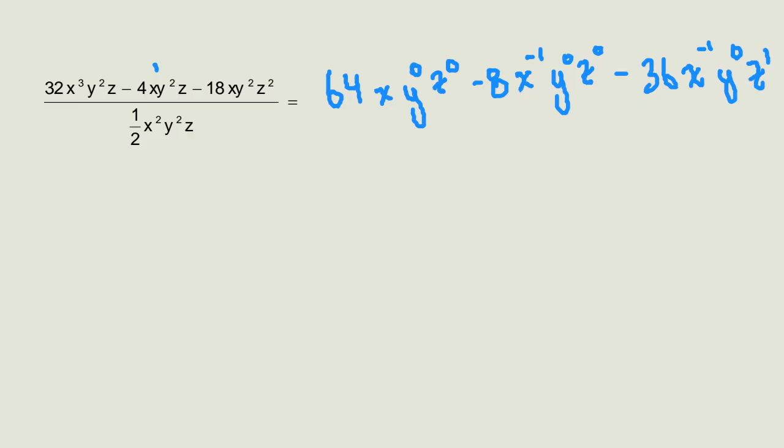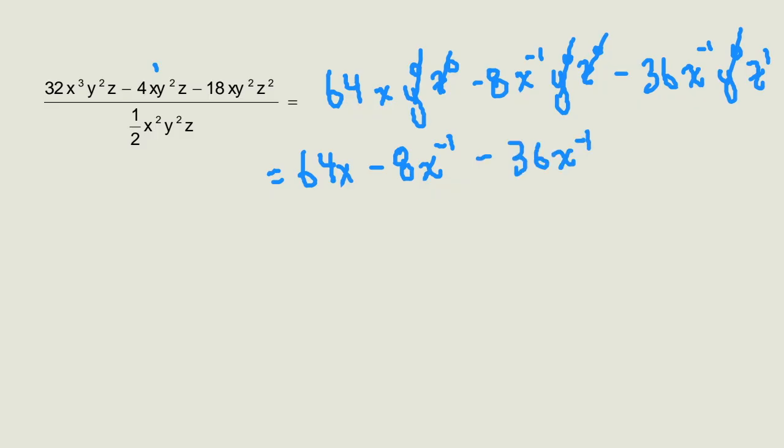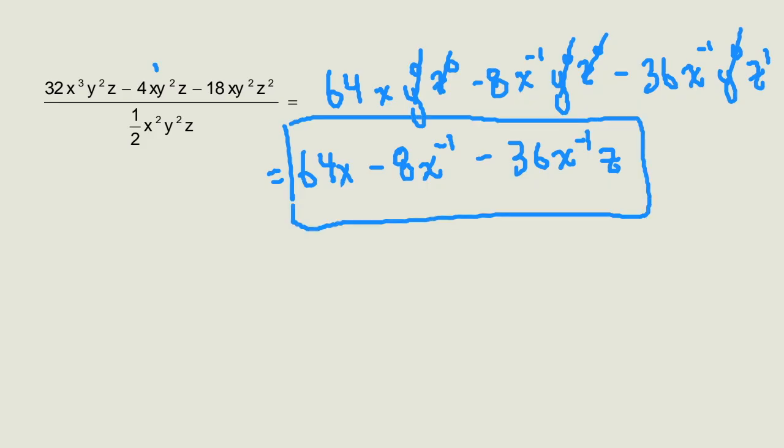Okay. Gone, gone, gone, gone. So I'm left with 64x minus 8x^-1 minus 36x^-1z. And that is my final answer because I cannot combine these. I have an x, then I have an x with a negative 1, and then I have an x with a negative 1 with a z. So that is your final answer.